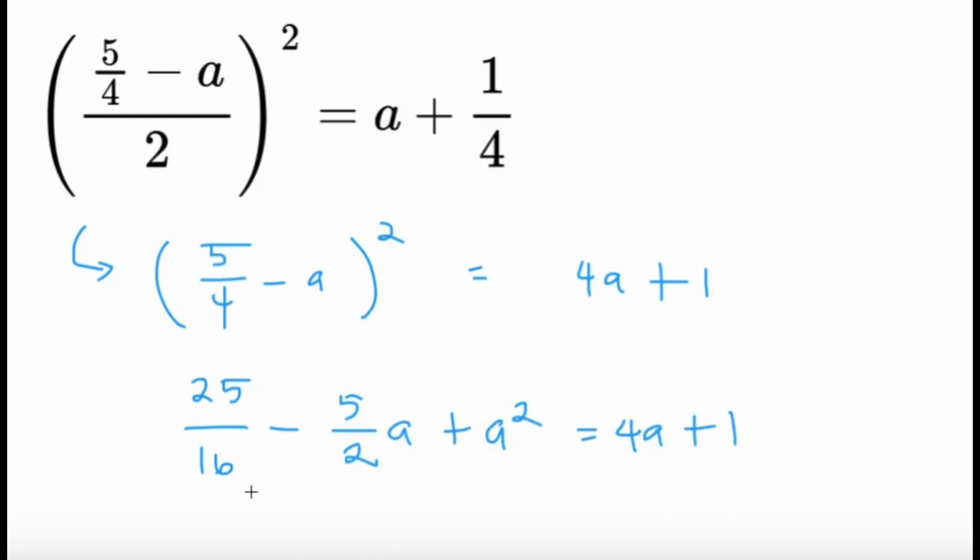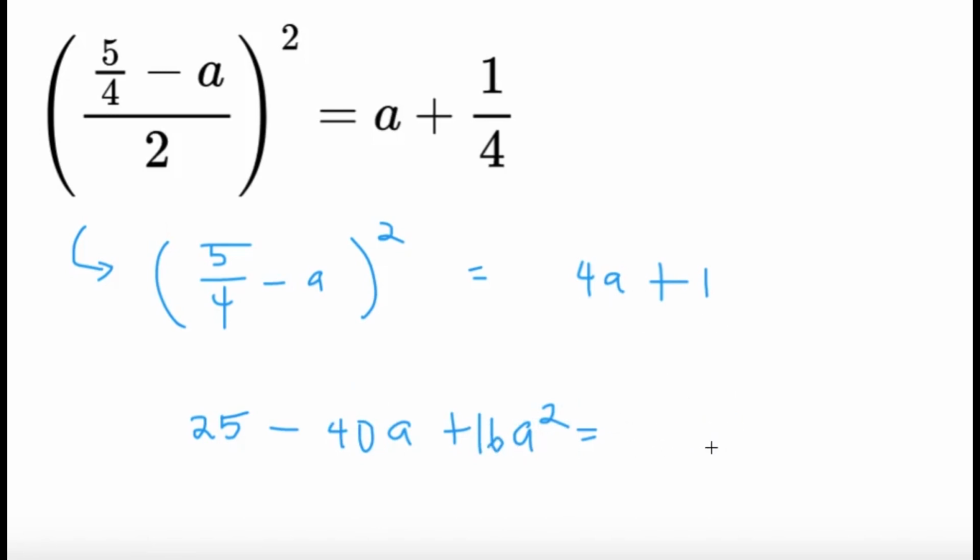Now there is the 16 in the denominator. Let's multiply both sides by 16. So we're going to get 25. This term, after multiplying by 16, we're going to get minus 40a. And then this a squared will have a coefficient of 16. The 4a plus 1 here becomes 64a, and then the plus 16.